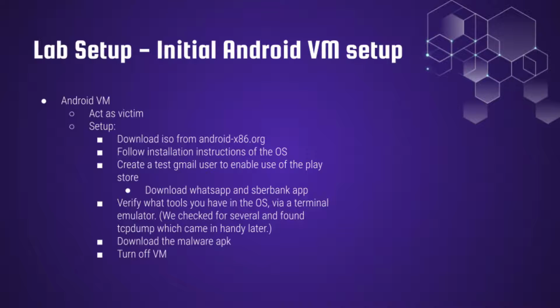Assuming all the steps went smoothly, we condensed what we did into these general steps. We first obtained an Android ISO and created a VM. We also created a test Gmail user in order to be able to use the Google Play Store so we can download the legitimate versions of some of these apps.